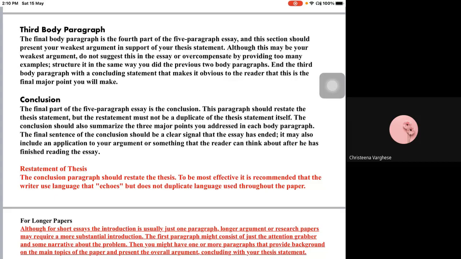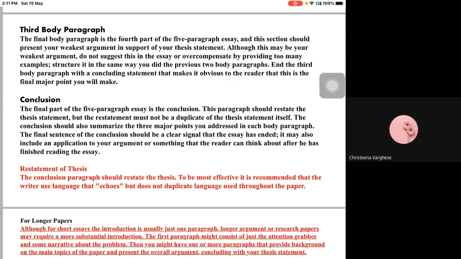Now, end the third body paragraph with a concluding statement that makes it obvious to the reader that this is a final major point that you will make. And then, since you have talked about the thesis, the main topic of your essay, you have substantiated that with three different examples in the three different body paragraphs, okay? Then we go to the conclusion.